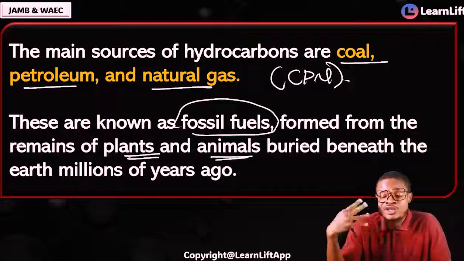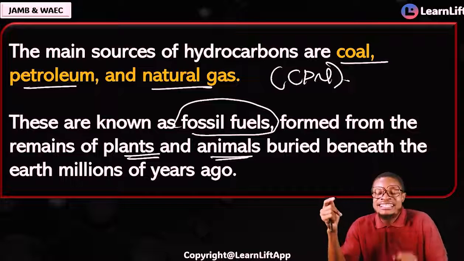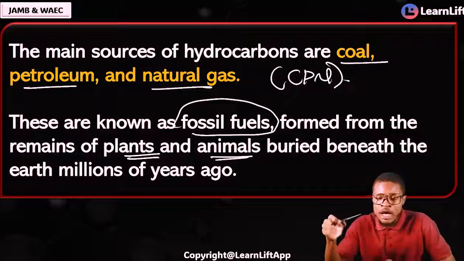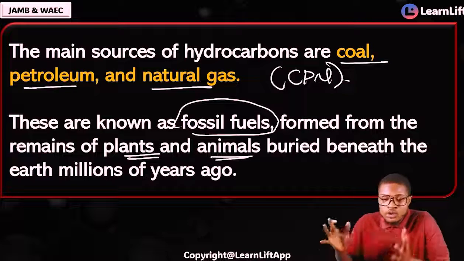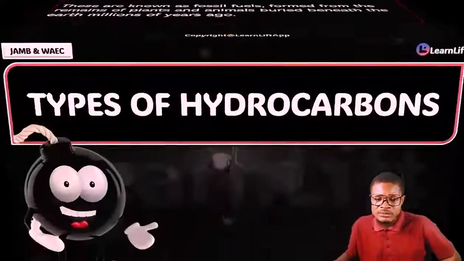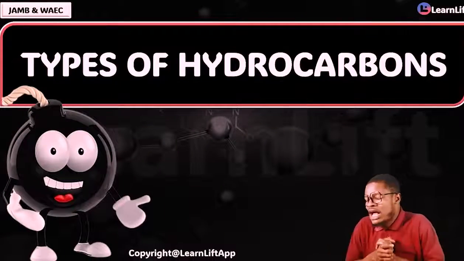So what are the sources of your hydrocarbons? They are the coal, the petroleum, and the natural gas, CPN. So your coal, petroleum, natural gas together, what do we call them? They are called your fossil fuels. If you get that very fast with me, what are the types of hydrocarbons that we have?